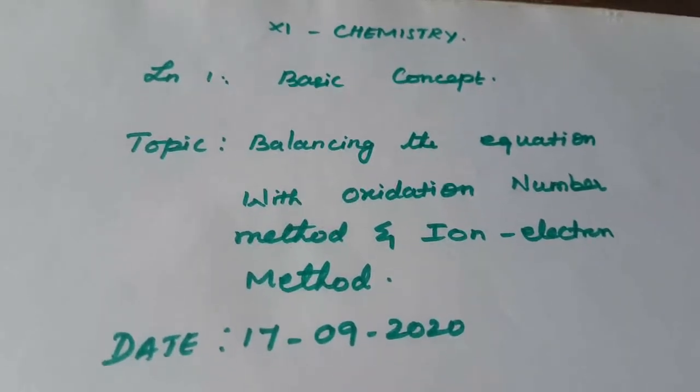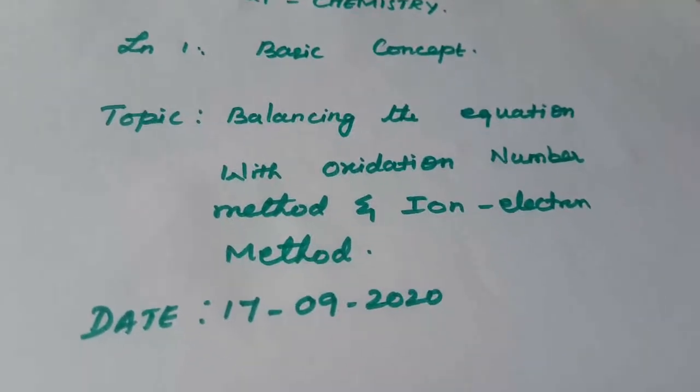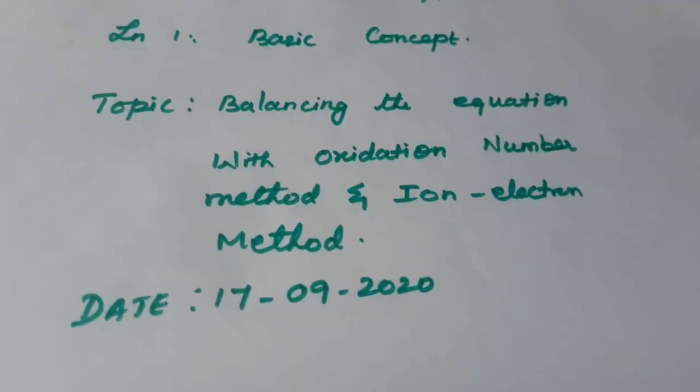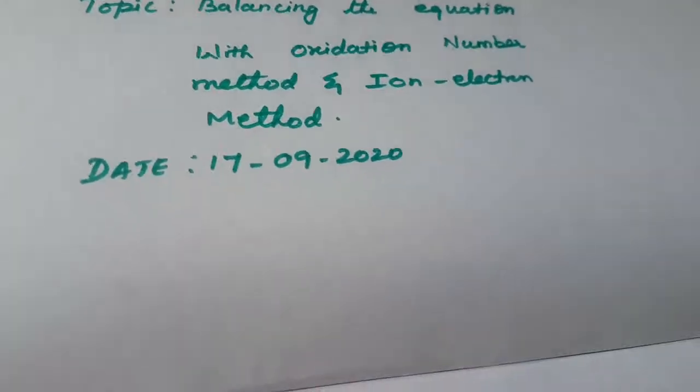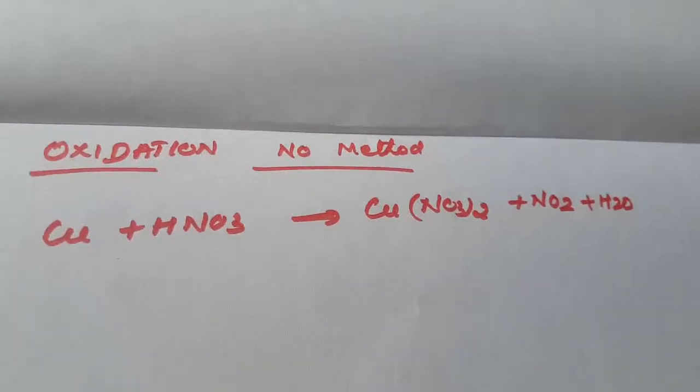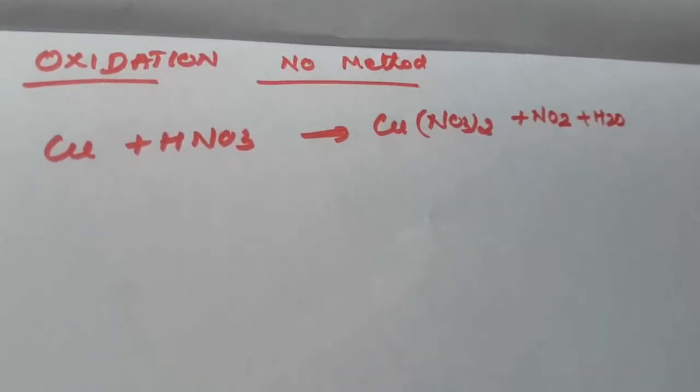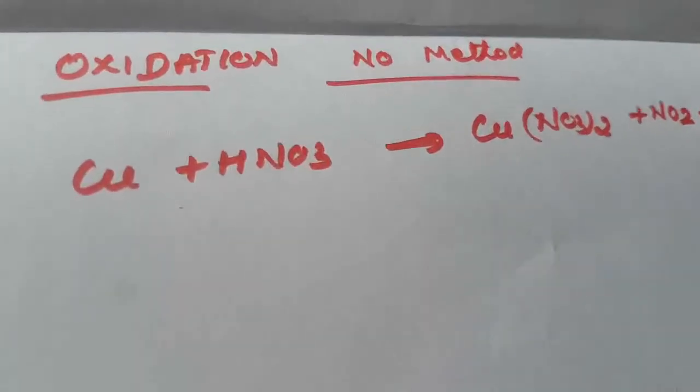Today we are going to see the continuation of lesson 1. The topic is balancing the equation with the oxidation number method and the ion electron method. In the previous video we completed two equations, balancing them with the oxidation number method. Today we are going to see the next one.